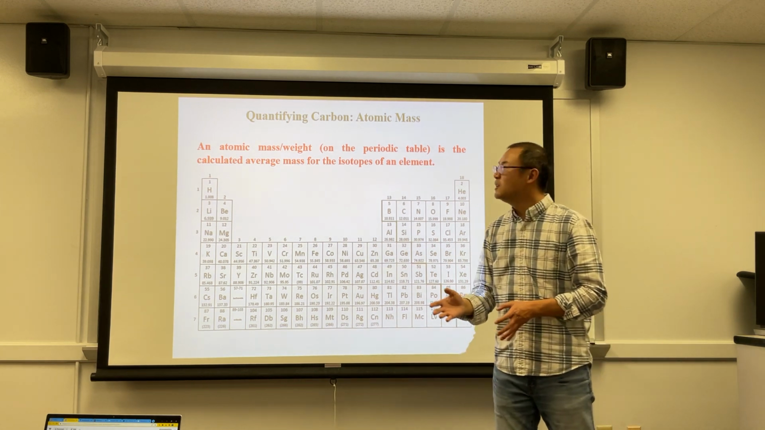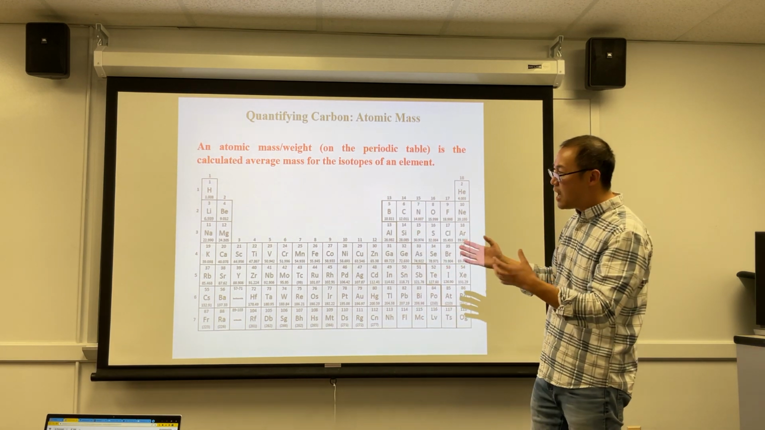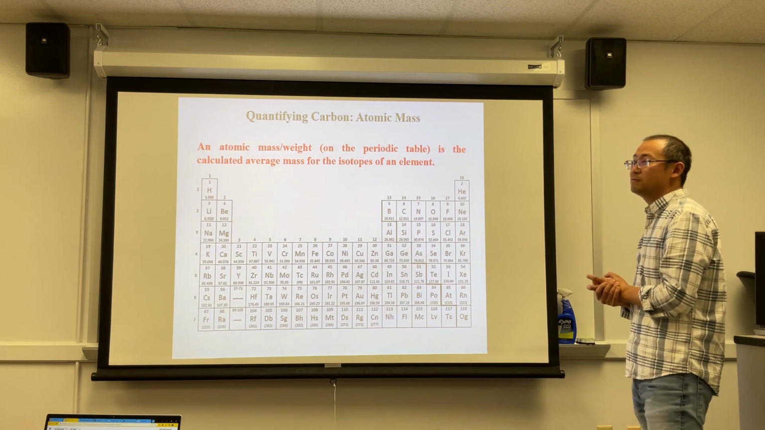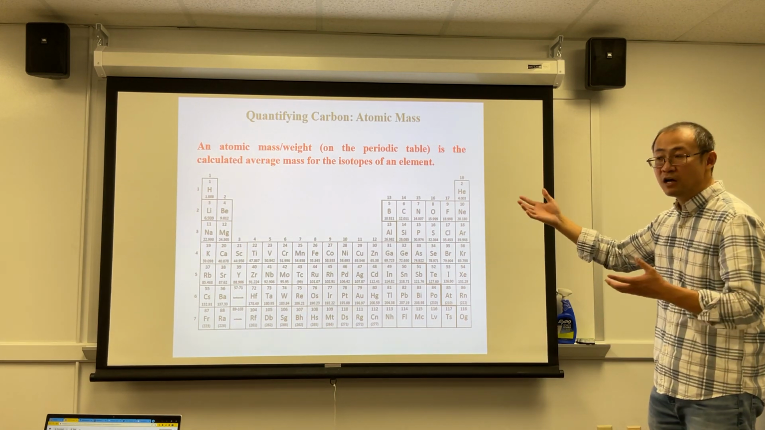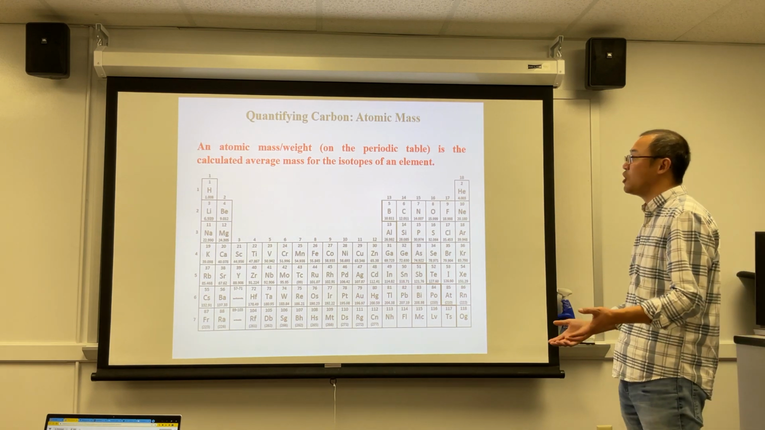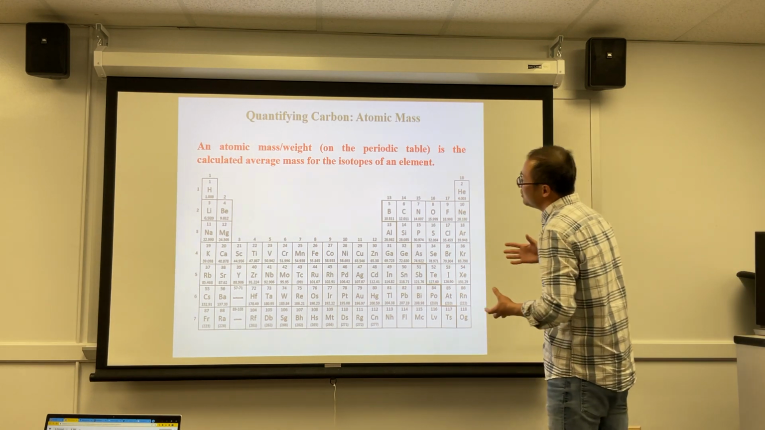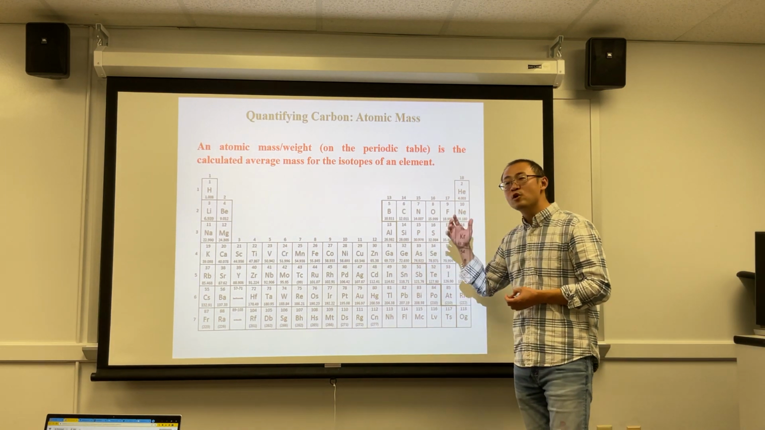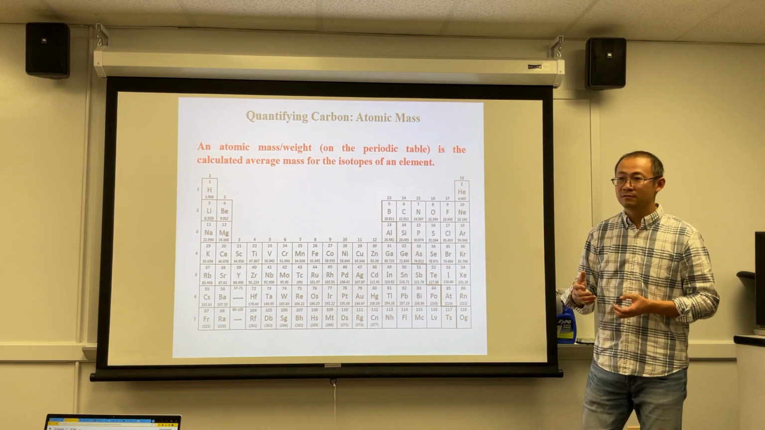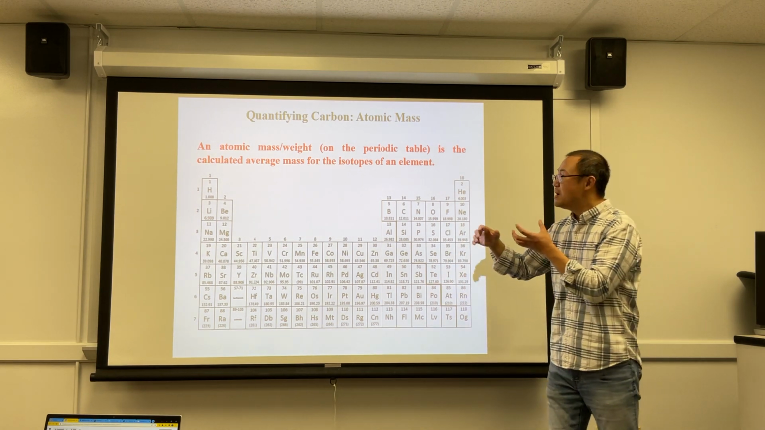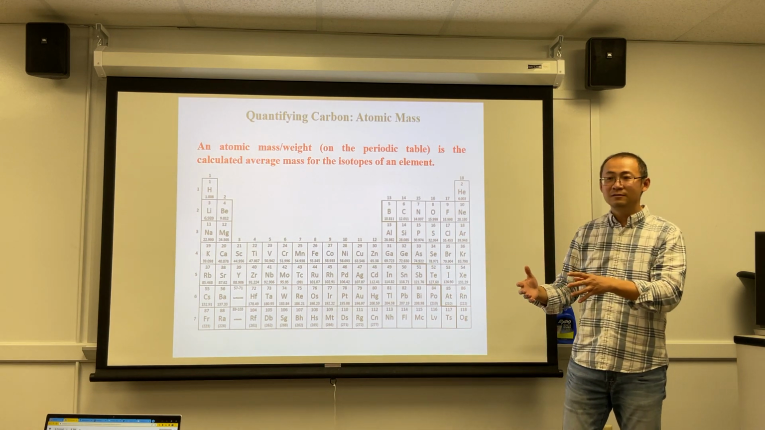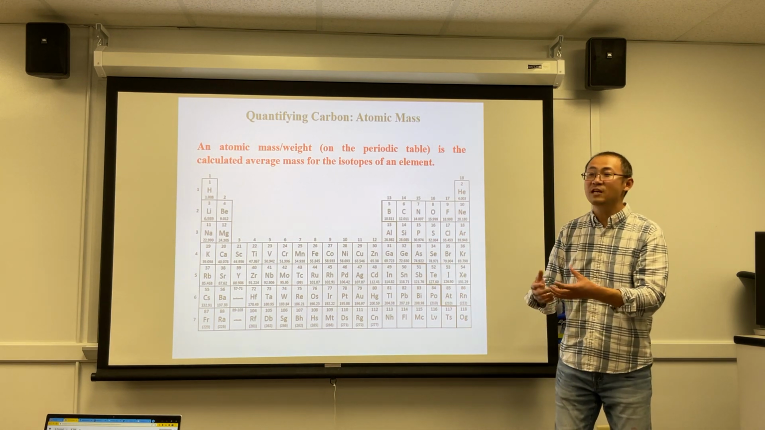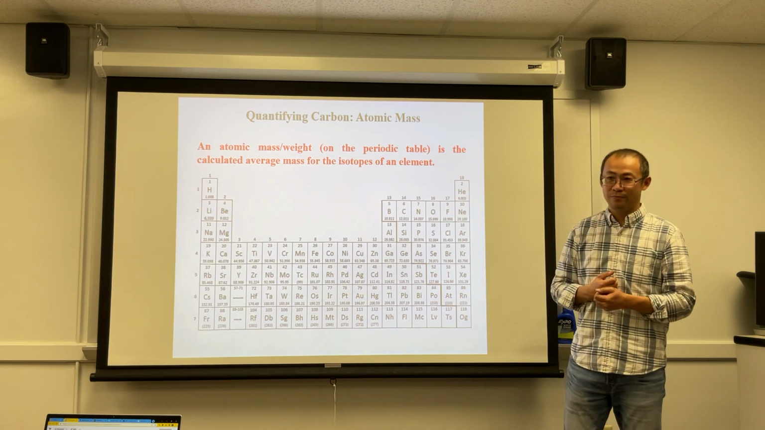Okay, next, the second half of the chapter, I think, is the most important part of chapters 3 and 4. We're going to study how we quantify chemistry. Of course, in this chapter we're talking about carbon, so we quantify carbon. But what we're talking about here is how do we quantify chemistry? How do we do calculations in chemistry? How do we quantify chemicals or substances in chemistry?